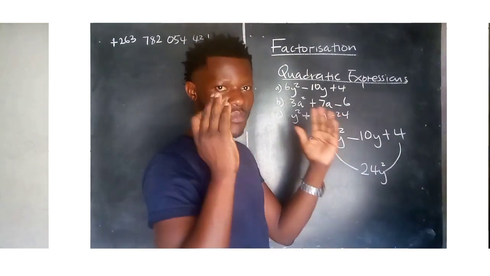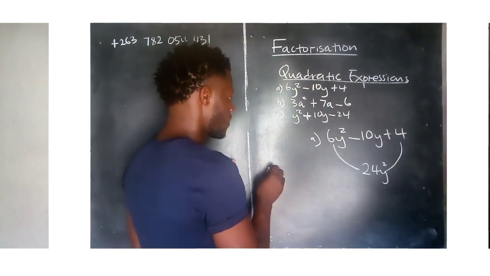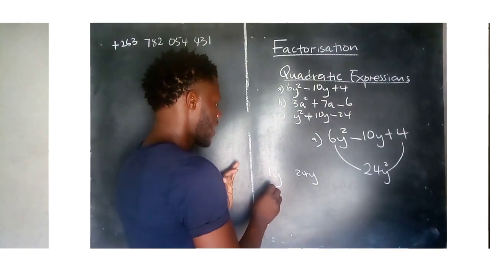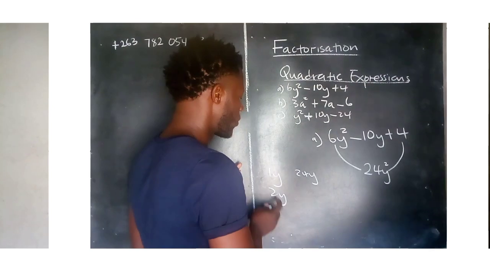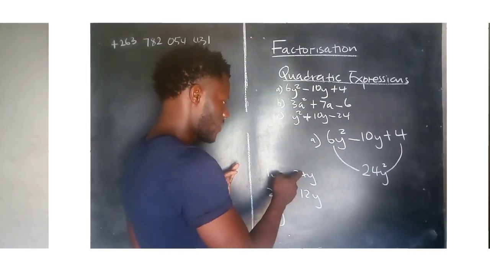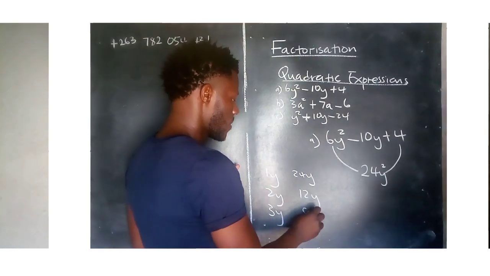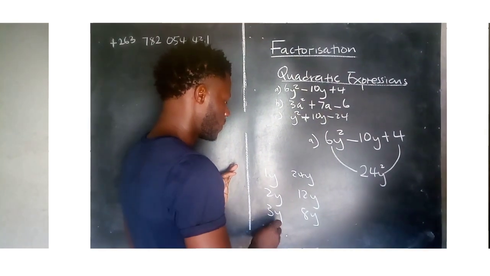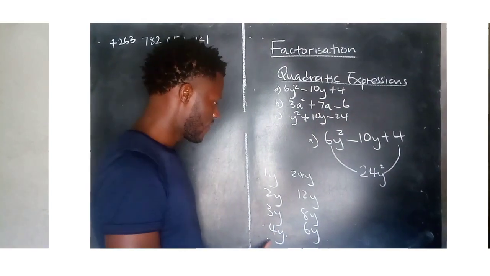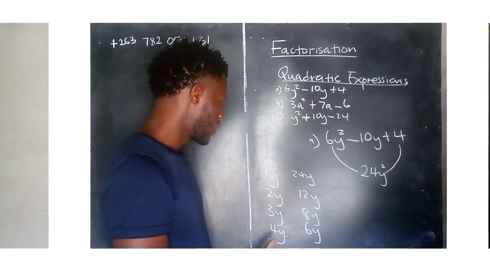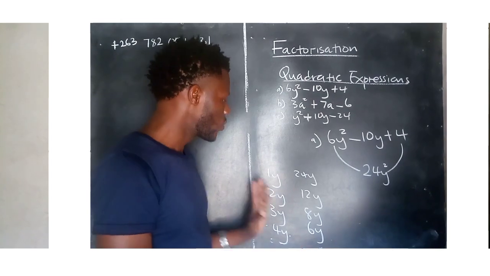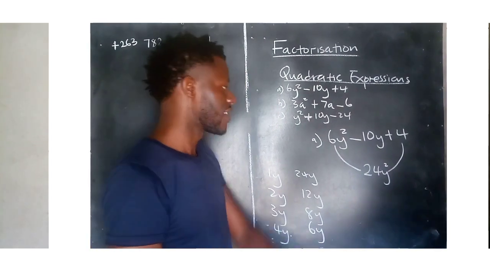You start by listing positive factors. That is 1y and 24y. You try 2. 2 into 24 is possible, so 2y and 12y. You try 3. 3 into 24 is possible, so 3y and 8y. 4 into 24, 4y and 6y. 5 into 24 is impossible. 6 is possible, but 6 already exists, which means now we have all the factors. So these are the combinations of factors that will give us 24.